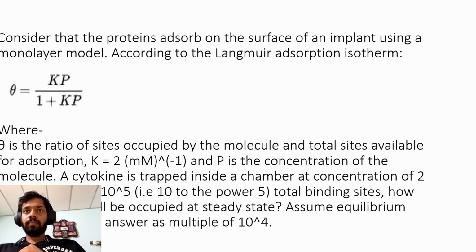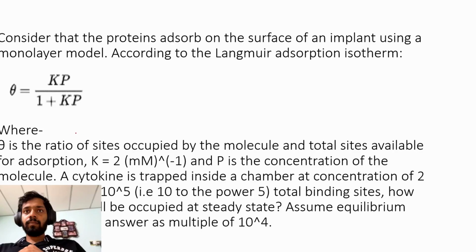Okay, so moving on, we have a numerical here which says consider that proteins adsorb on the surface of an implant using a monolayer model. According to the Langmuir adsorption isotherm, theta is equal to k times p by 1 plus kp, where theta is the ratio of sites occupied by the molecule and total sites available for adsorption. K is equal to 2 millimolar inverse, or 1 over 2 millimolar, and P is the concentration of the molecule. The cytokine is trapped inside the chamber at a concentration of 2 millimolar.